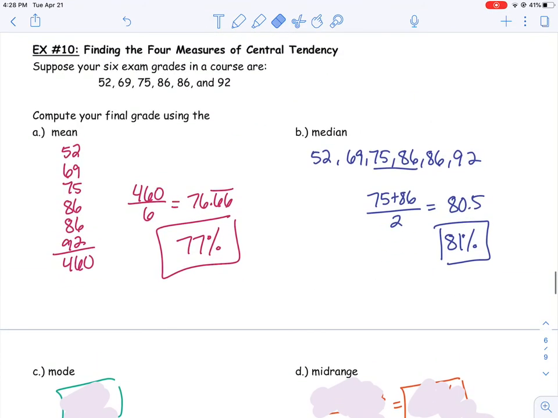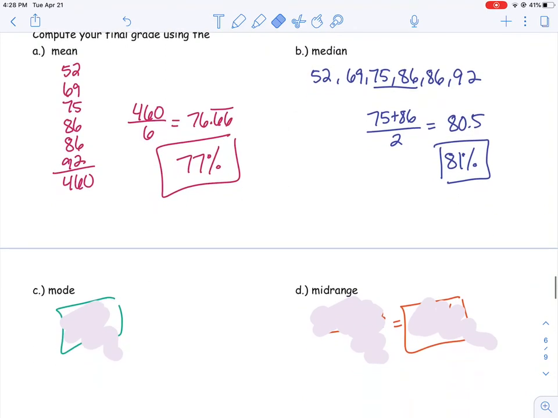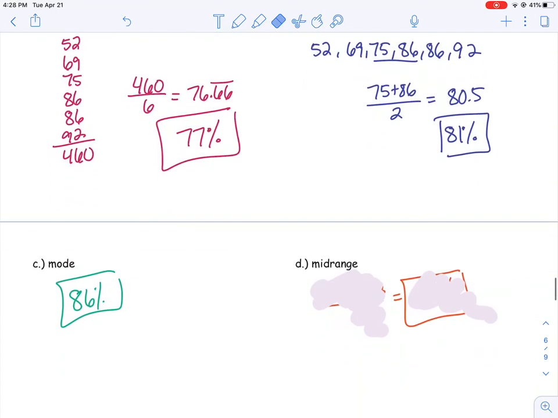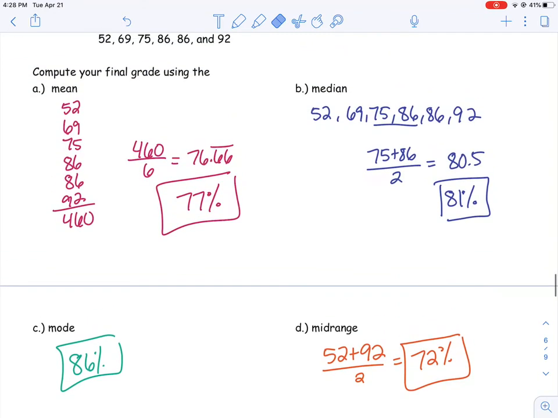Mode means the number that happens the most. So in this particular case, it looks like the mode is an 86%. Ooh, I like that score better. All right, the last one is mid-range. Remember, mid-range means I'm going to take the lowest score, add it to the highest score, and divide by 2. I ended up getting a mid-range of 72%. Ooh, I don't like that one.